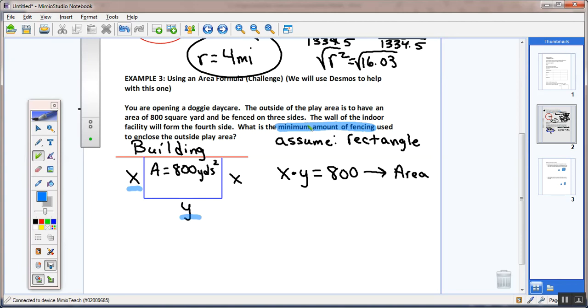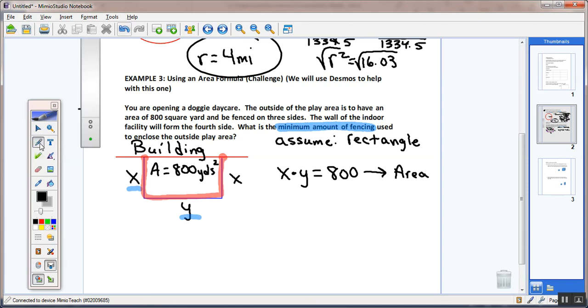Fencing. The amount of fencing we use is not considering area. We're trying to figure out the distance from here all the way to here. I want to figure out the minimum distance all the way around there. When I'm trying to figure the minimum distance all the way around something, are we talking about area anymore, or something else? Talking about perimeter. We're looking to minimize perimeter.